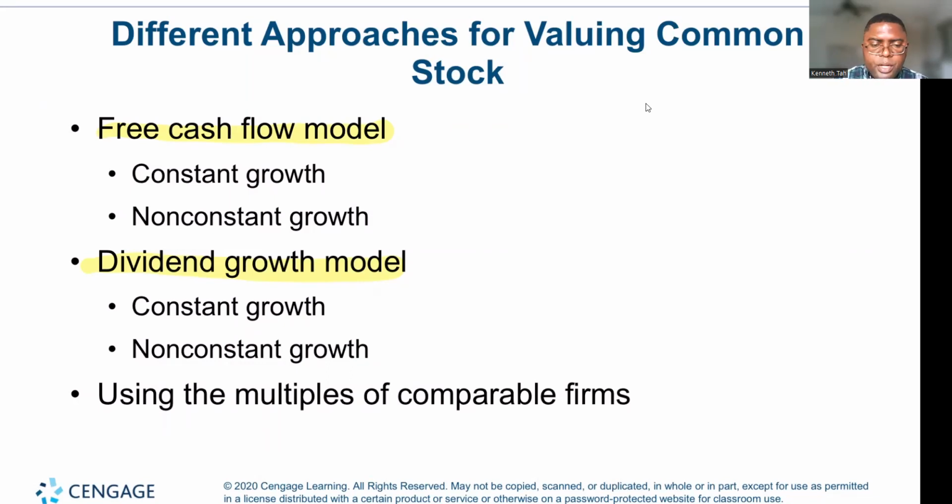So in that period where we have non-constant growth, there is another way we take our time in capturing the value of the company around that period. So the two approaches to valuing common stock are what we call the free cash flow and the dividend growth model.